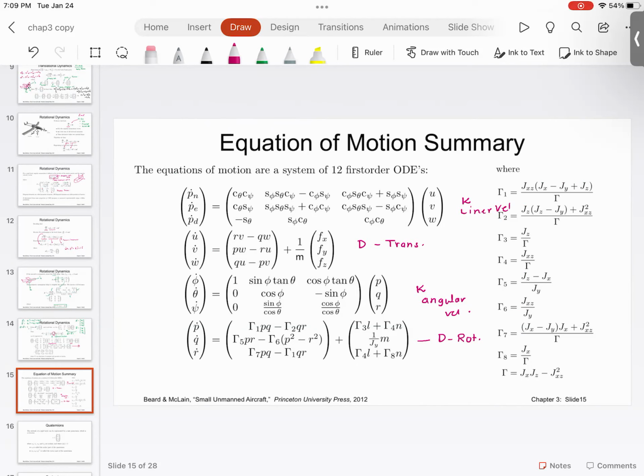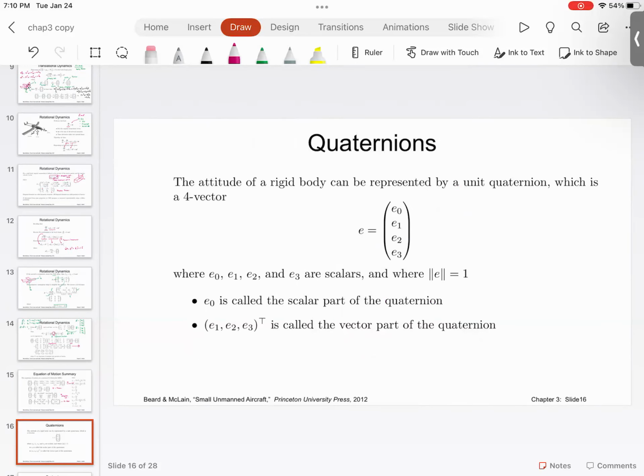On Thursday, I'm going to take these equations, numerically integrate them, and then feed the solutions of these equations to the aircraft model. Next part, any questions before I go to the next part, which is actually quite important? So wake up, wake up.